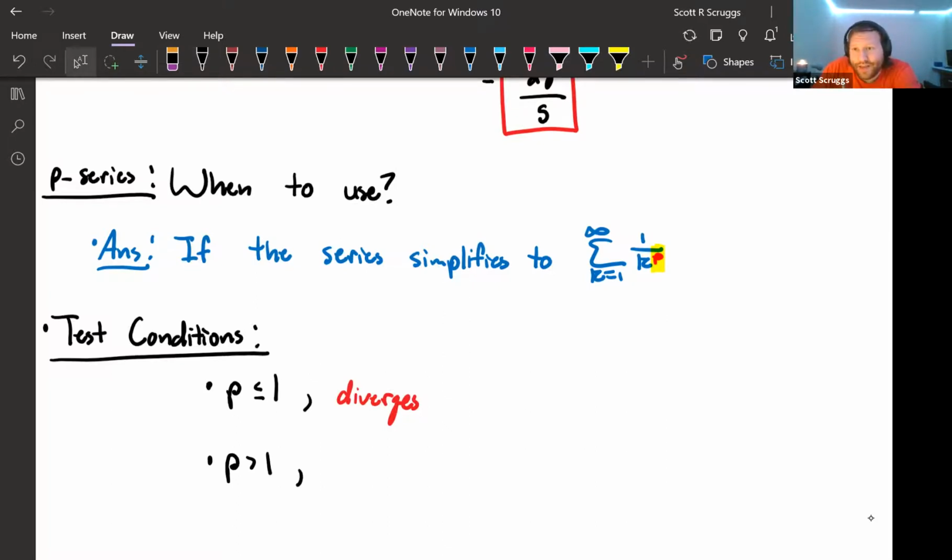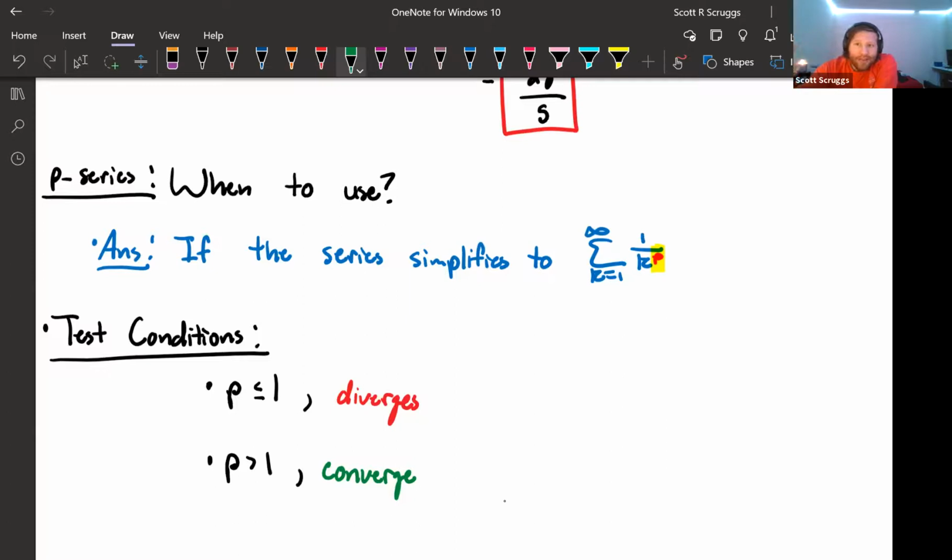However, if I have that the exponent is strictly greater than 1, then my series converges by the P-series test. So the P-series test is short, sweet, and to the point. I can use a P-series test if I can simplify my series down to have within the terms of my series 1 over k, or whatever the index of the series is, raised by some fixed exponent that I'll call p here.